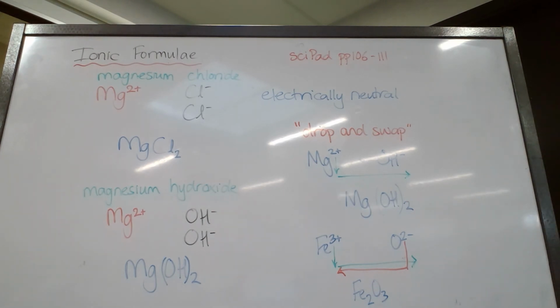So you can't use drop and swap as your reason in an exam. The reason is to cancel the charges out. So the charges of the 2 ions cancel out. Drop and swap is how you do it. It's the method.